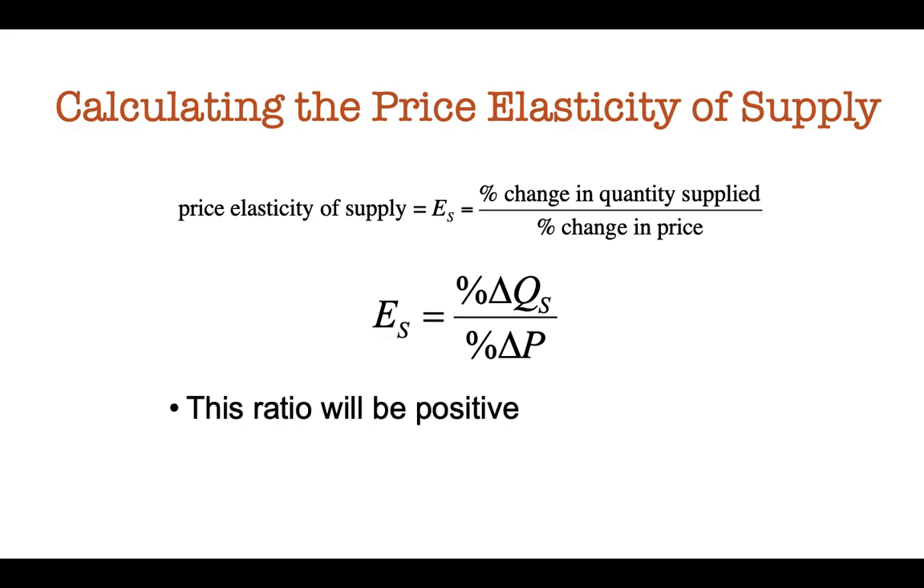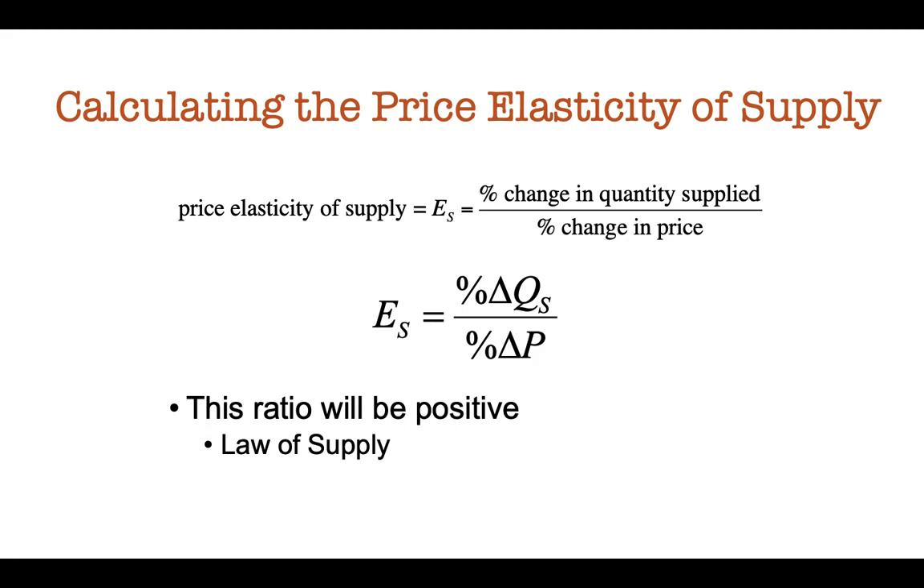Now here is a fun rule about this term. So we said elasticity of demand is always negative because of the law of demand. Alternatively, price elasticity of supply, ES, will always be positive. And the reason for that is because of that law of supply.